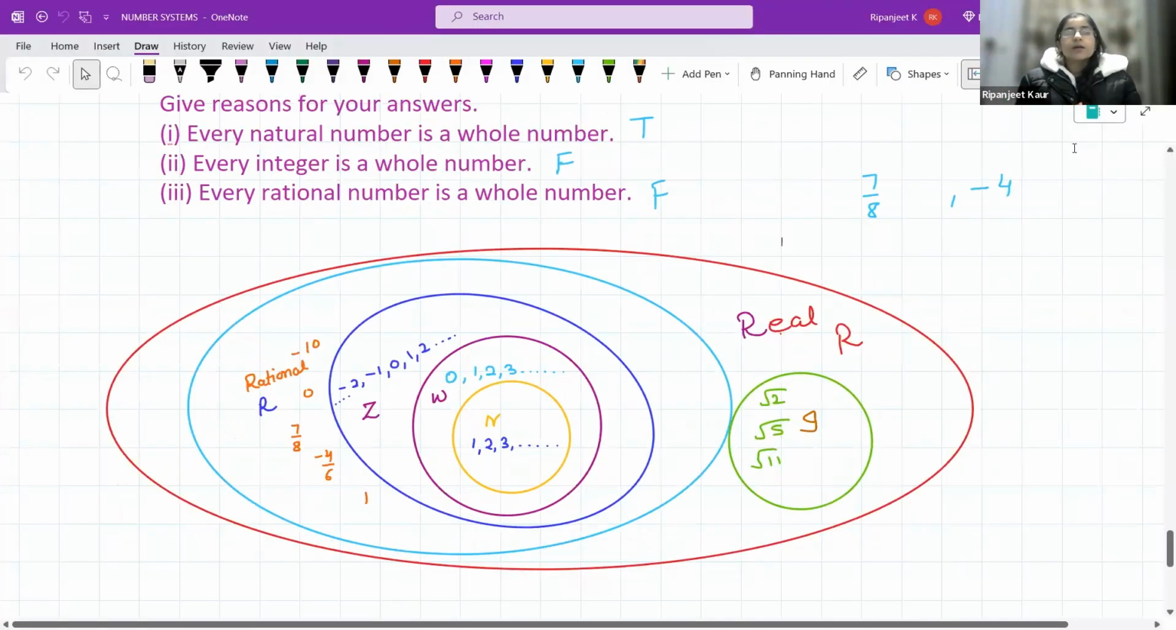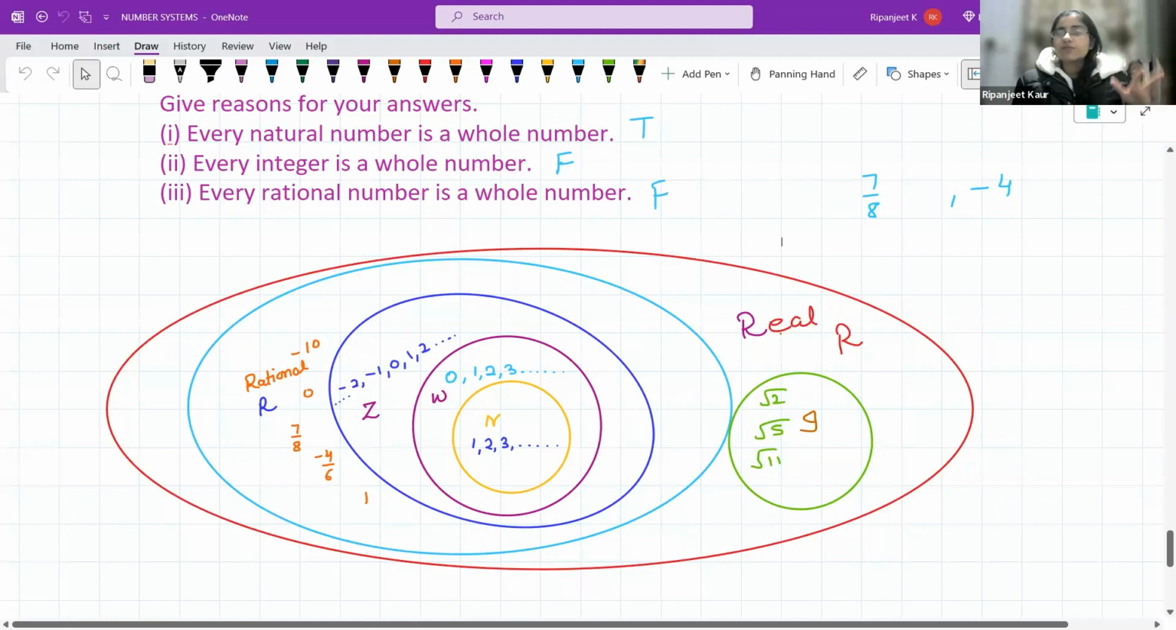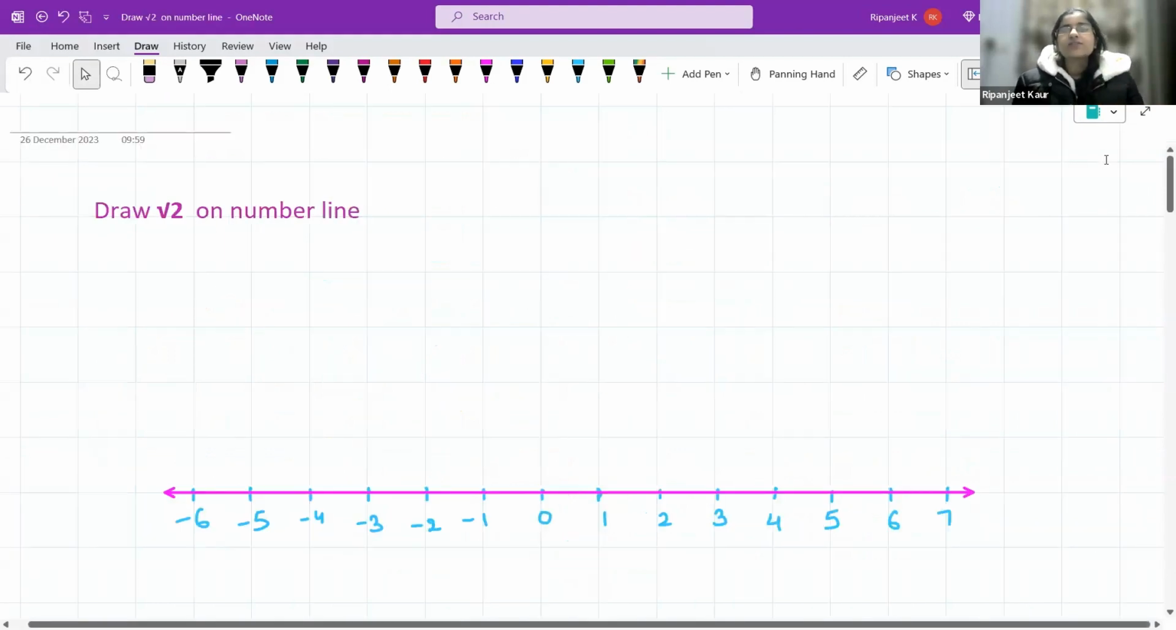Okay. Now after this, you know how to represent 1, 2, 3, 4 and all the numbers on the number line. You even know how to represent the rational numbers on the number line, like 2 over 3, 5 over 7 and so on. But what about root 2, root 5, root 11? Do you know how to represent the irrational numbers on the number line? If you don't, then let me just show you how to draw root 2 on the number line.